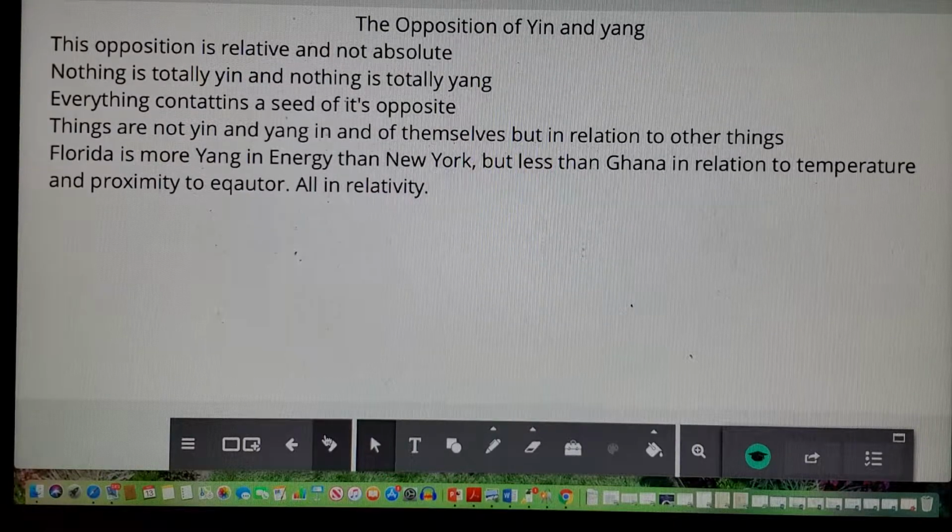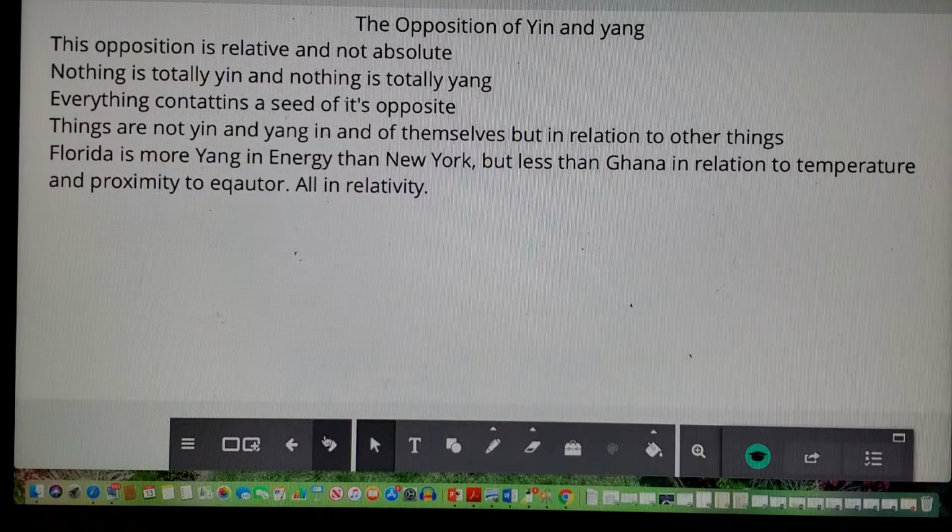Versus Florida, they're having volleyball battles on the beach in bikinis and swim trunks and whatnot. But then if you were to look at Florida versus Ghana, Ghana is way more yang, because it's closer to the equator than Florida is. And so Ghana is more yang than Florida, and so in relationship to Ghana, Florida would be yin and Ghana would be yang. But in relationship to New York, Florida is yang and New York is yin. And take New York versus Alaska. New York is yang, Alaska would be yin. So it's all in relationship to one another.